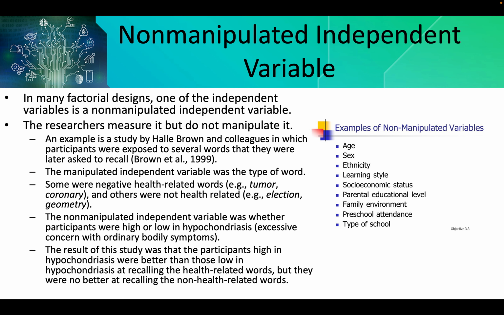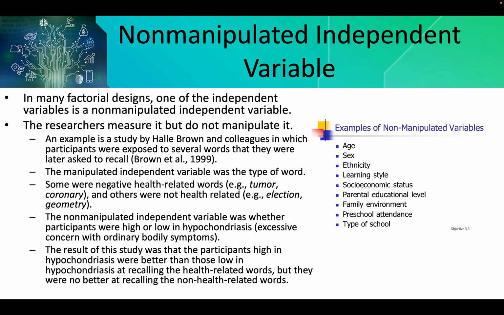The non-manipulated independent variable was whether participants were high or low in hypochondriasis, excessive concern with ordinary bodily symptoms, which we don't call hypochondriasis anymore. The result of this study was that the participants high in hypochondriasis were better than those low in hypochondriasis at recalling the health-related words, but they were no better at recalling the non-health-related words.